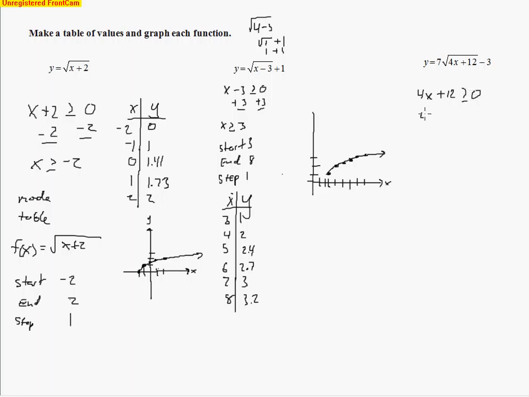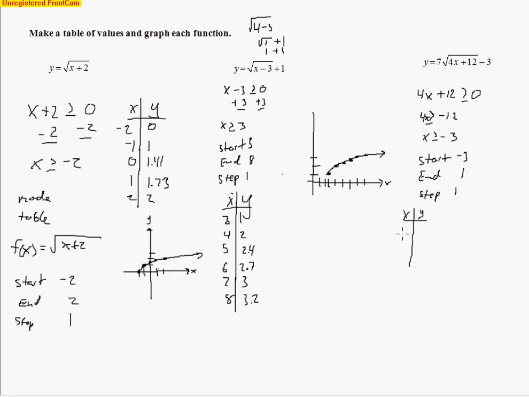Subtracting the 12 gives me 4x is greater than or equal to -12. So I divide by 4, and x is greater than or equal to -3. So that's where I'm going to start. So my start value is -3, and I'm going to end maybe at +1, and I'll go ahead and do a step value of 1 as well. And so when I do that, this is the table I'm getting.